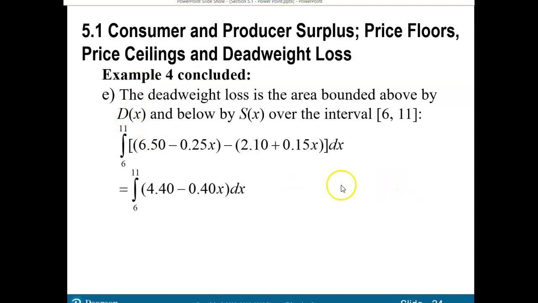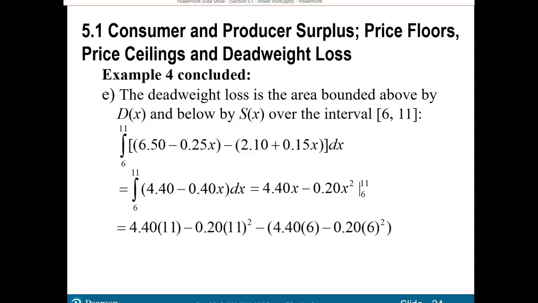So they cleaned this up, distributed the negative sign, combined like terms. Notice we get something similar to when we found our equilibrium point, right, because we were setting those equal then. But that's just cleaning that up. Finding the antiderivative and then evaluating between the endpoints. So we plug in the 11 minus, then we're going to plug in the 6. Notice here the big parentheses around all of that because of the minus sign in front. That's important. And we get 5. So $5.